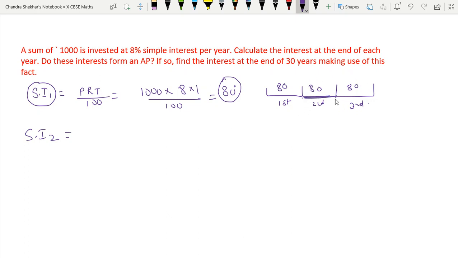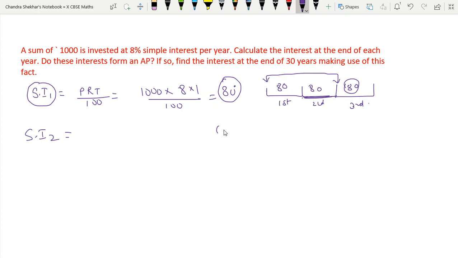The third year is after the end of the second year and before the beginning of the fourth year. So again 80 rupees here. How can it be 1160? Because if it is for 2 years, it will be 1000 into 8 into 2 by 100. You'll get 160. That is for the first and second year together.